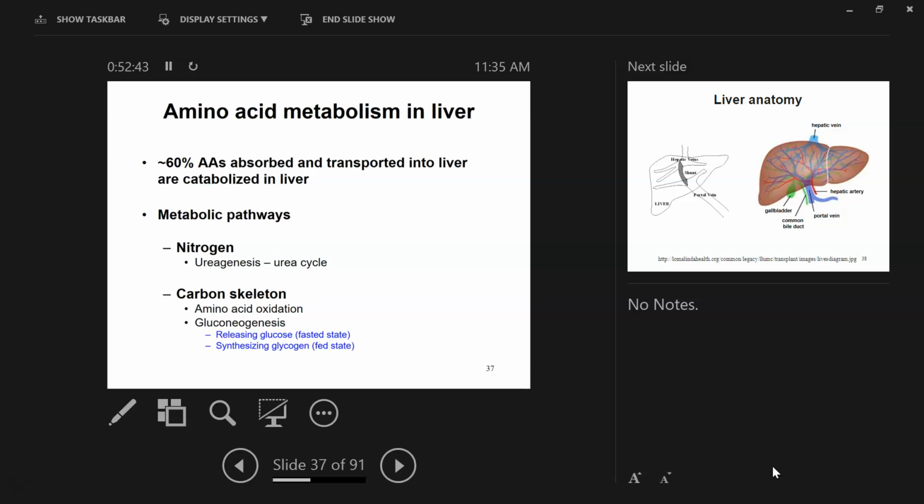Sorry, I did not list it here. Actually, there is one more pathway by which amino acids can be catabolized, which is ketogenesis, right? So which are the amino acids that can only do ketogenesis? Do you remember? Leucine and lysine, right? These are the two ketogenic amino acids. But of course, the other glucogenic amino acids can also be used for ketogenesis, right?